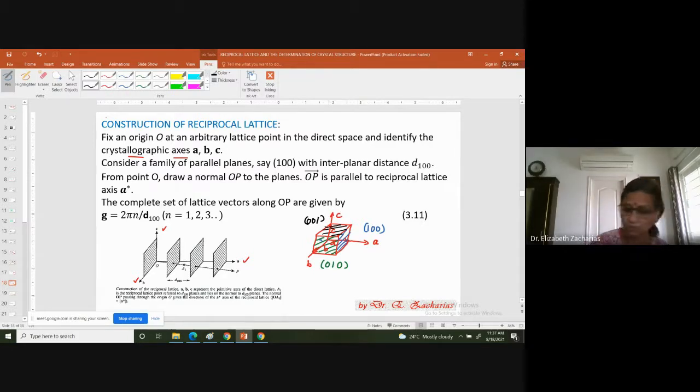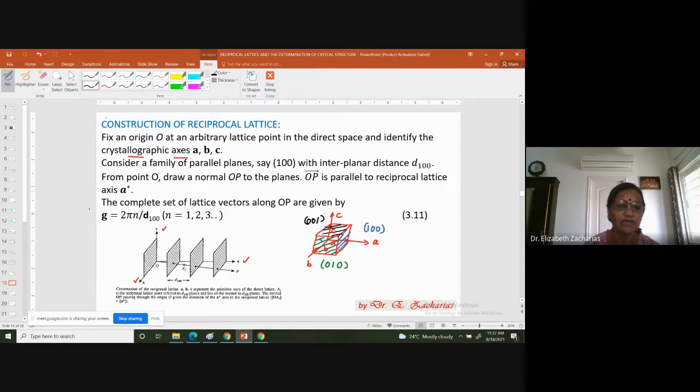Basically, I am talking about a cell. This is my cell. I'm talking about a surface here. If I call this 100, then I will call this surface 010, and I will call this surface 001. Understood this? Okay. So now let us see how to construct the reciprocal lattice.